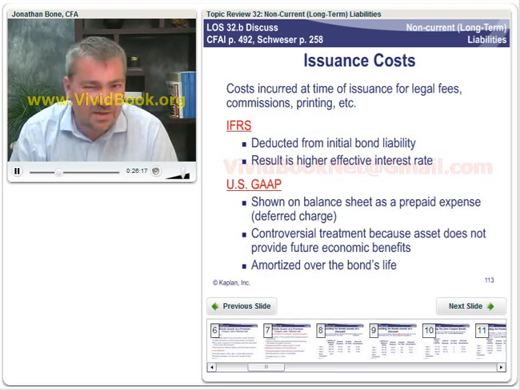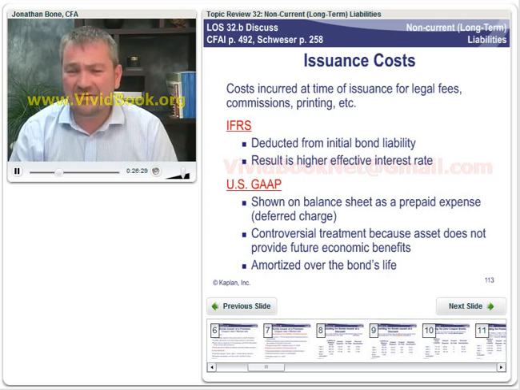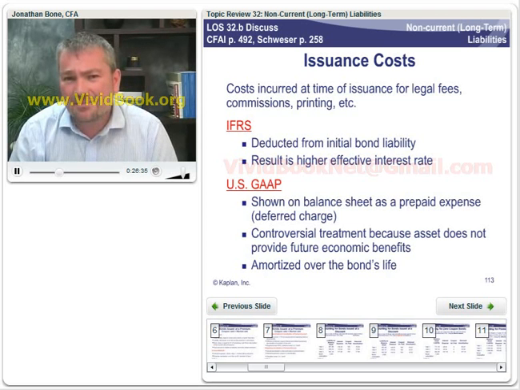Now, it is pretty controversial, this treatment, because it isn't really meeting the definition of an asset. Remember, an asset leads to future inflows of benefit. Now, if you've paid issuance costs in the past, where's the future inflow of benefit from that? You've paid it, it's sunk. Now, all they're then going to do is take this prepaid asset and essentially amortize it over the bond's life.